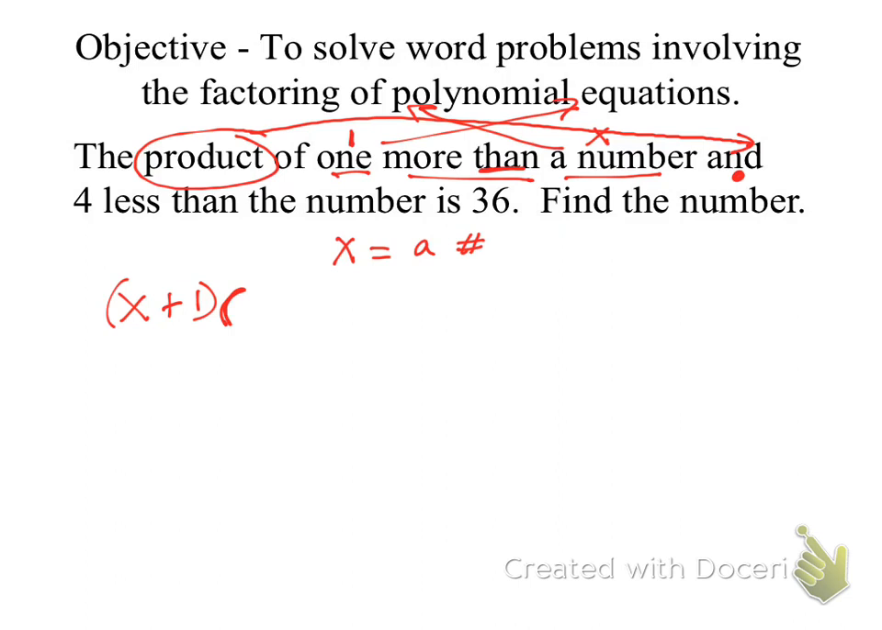Four less than a number. How do we show that? Four less than the number is X minus 4. It says less than. When it says than, we crisscross the terms. So X plus 1 times X minus 4 equals 36. There's your equation.